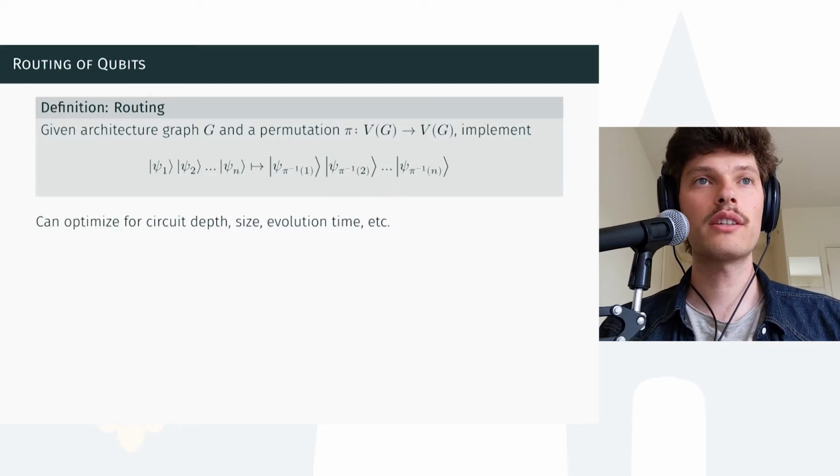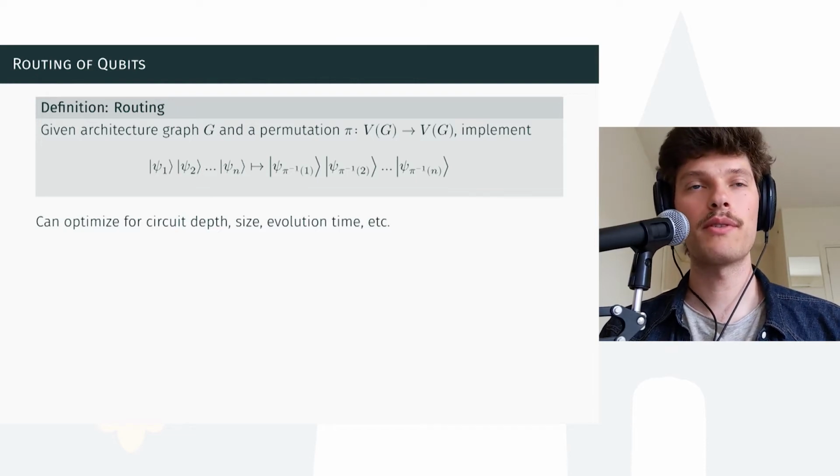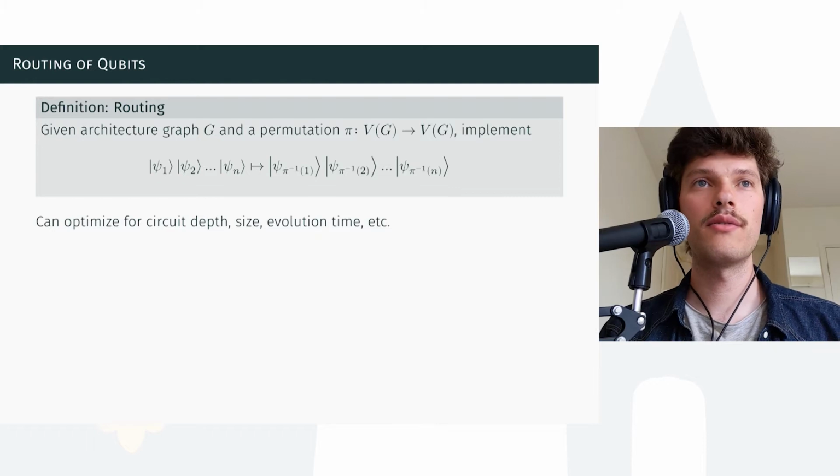So what is routing? If we are given an architecture graph G and a permutation pi that maps vertices to vertices, then we want to implement the mapping that takes the state on qubits 1, 2, until n and maps it into the state that is permuted qubit by qubit. So the indices are permuted. And in routing, we can consider many ways to optimize, for example, circuit depth, circuit size, evolution time, etc.